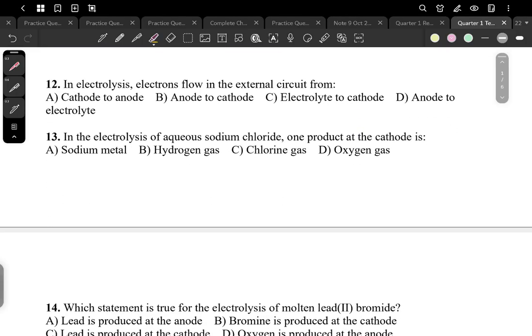In electrolysis, electrons flow in the external circuit from... Guys, you know that the electrons are always moving from the positive to the negative, right? So it goes from the anode to the cathode, from the positive to the negative, because the anode takes the electrons from the negative ions when they are oxidized, and the cathode delivers the electrons to the positive ions when they are reduced. So it goes from the anode to the cathode.